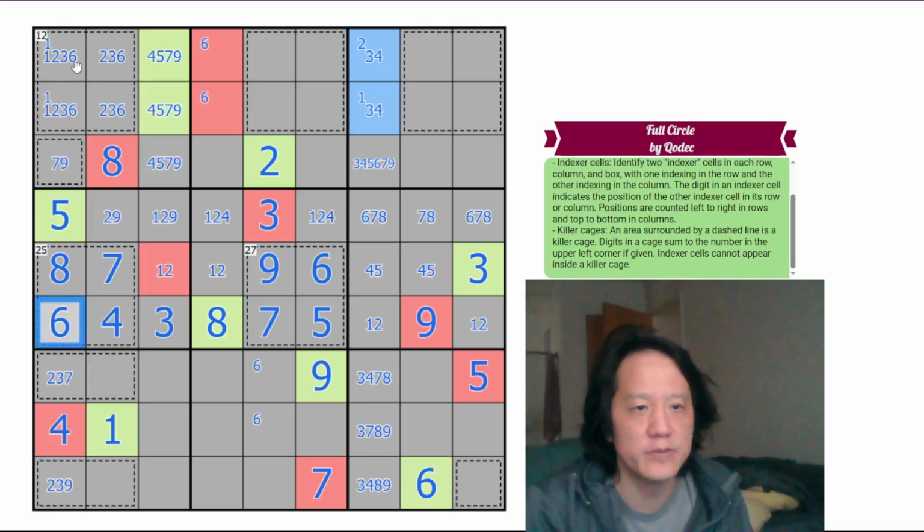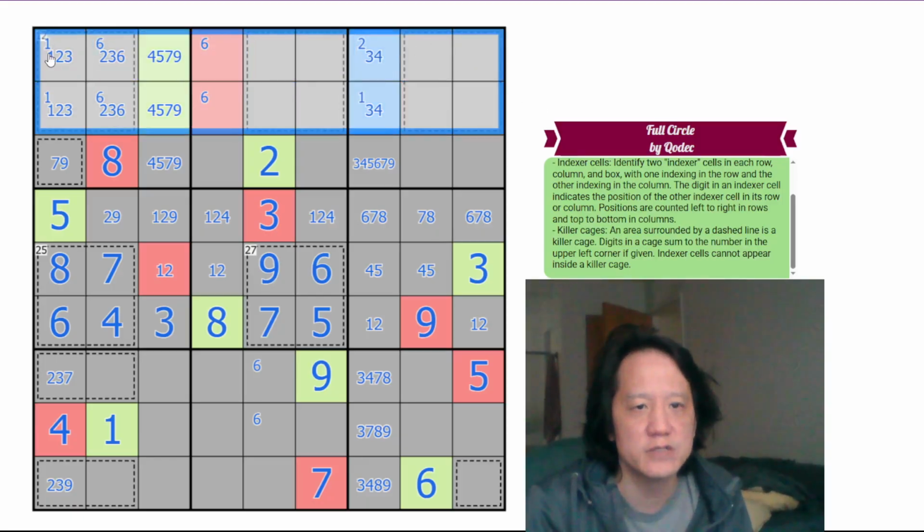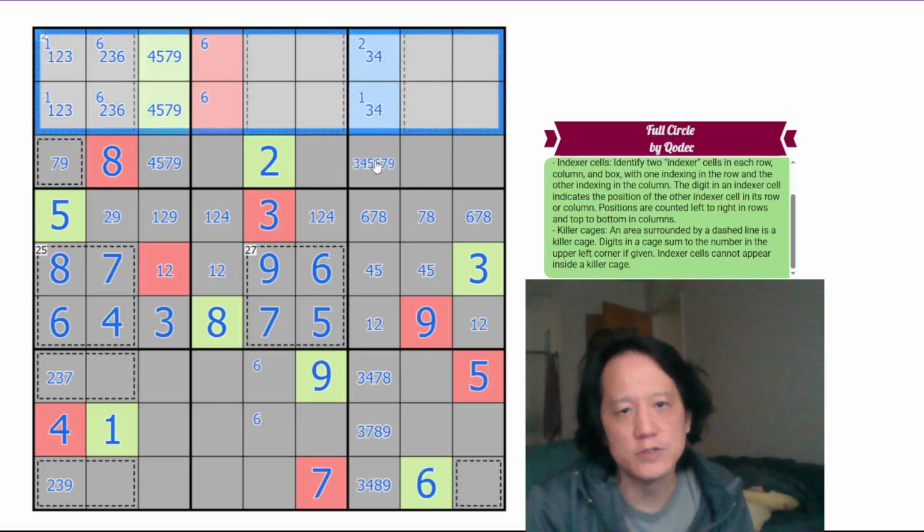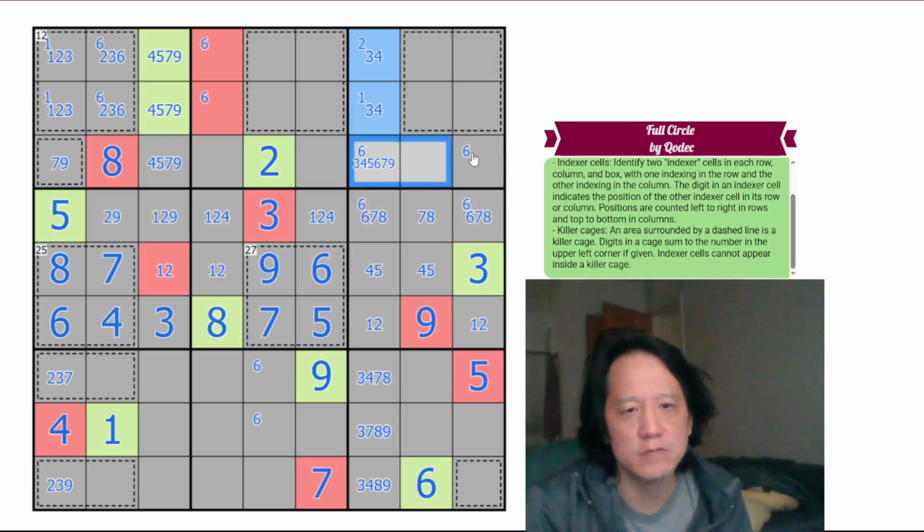This 6 eliminates 6 here. So we're guaranteed a 6 here. So we are guaranteed 6 here and 6 here in columns 1 and 2, which eliminates 6 in the rest of the columns rows 1 and 2. So therefore 6 has to be one of these two digits. It's not too helpful.